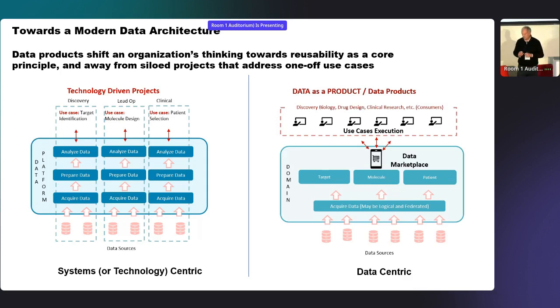The second trend is for technology within an organization moving from the units they manage being systems, and being systems and technology centric, to becoming data centric.